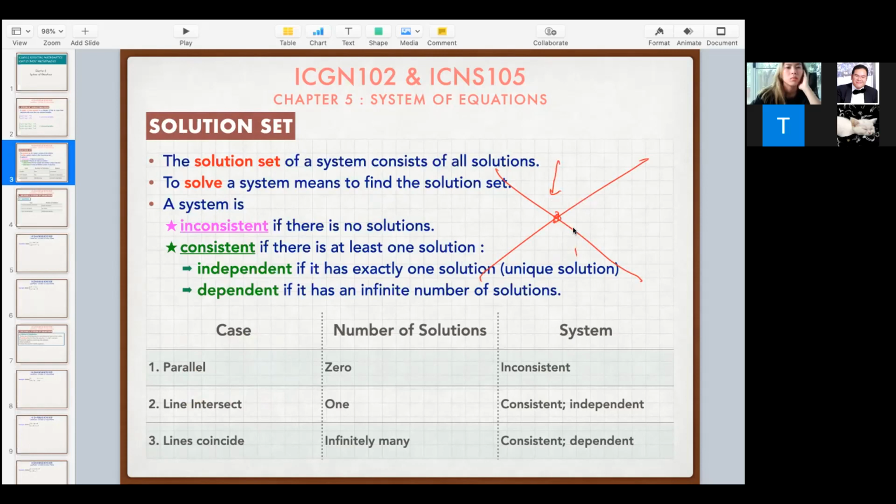But if we have lines that coincide, like this one, the number of solutions is infinitely many, so this one we call consistent or dependent. Okay, so now let's move on.